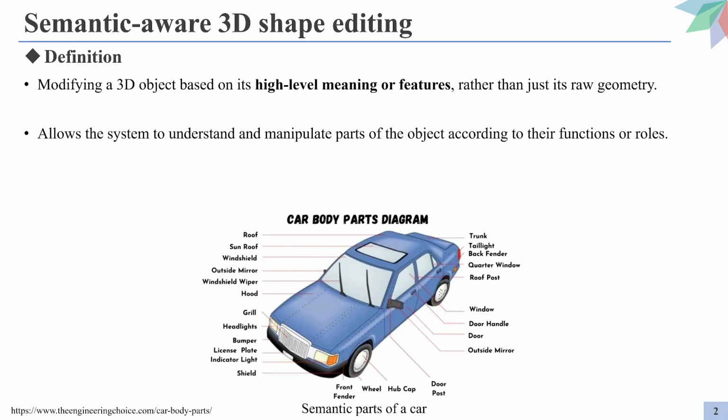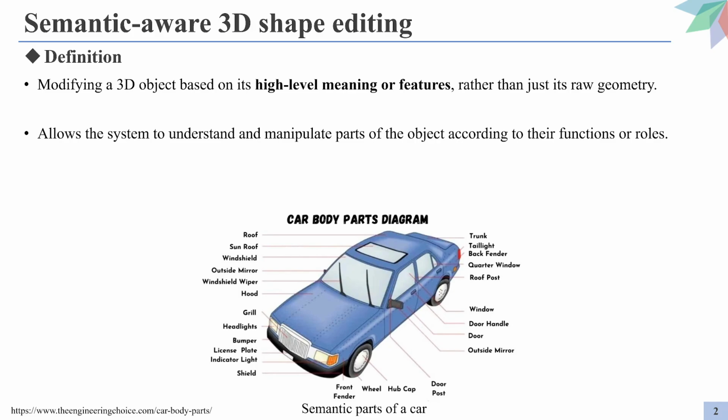Before we get into details on the paper, I would like to introduce some background information on semantic-aware 3D shape editing. Semantic-aware 3D shape editing refers to the modification of a 3D shape based on its high-level features rather than its raw geometry. For instance, given a 3D shape of a car as below, semantic modification allows the modification of the shape based on its semantic parts, such as wheels or windows. You could rotate the wheels to different directions or enlarge the windows while preserving the overall shape of the car.